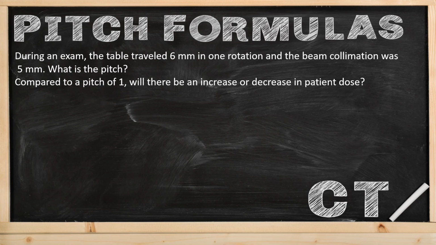Problem number 2. During an exam, the table traveled 6 millimeters in one rotation, and the beam collimation was 5 millimeters. What is the pitch? Compared to a pitch of 1, will there be an increase or decrease in patient dose? Try the strategies and solve for the word problem. It may be beneficial for you to pause this video. Solve the word problem. Once you have completed the problem, continue the video to check your answer.